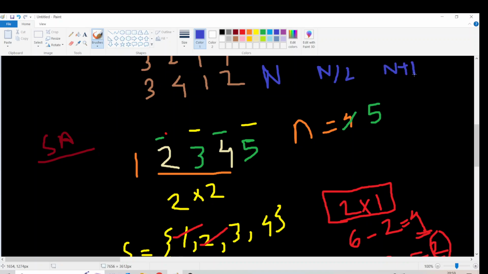Okay, n by 2 odd elements and n plus 1 by 2 even elements. Now if we consider the entire set size as n, then our value will be n minus 1 by 2 odd and even elements, and n by 2 odd elements. Okay, I hope you get it.